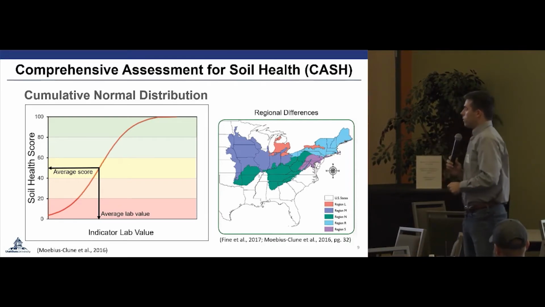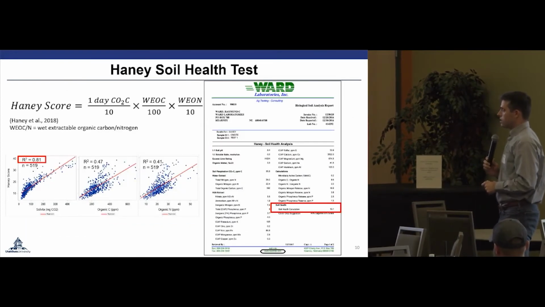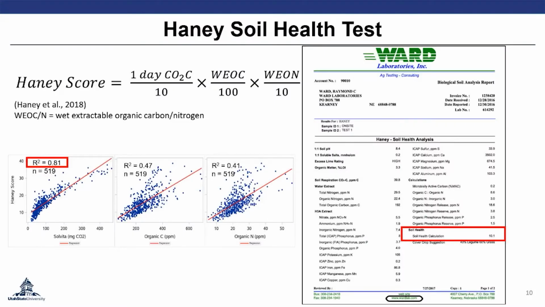All right, now for the Haney soil health test, that score is a multiplicative index. They take the 24-hour CO2 burst or Solvita test multiplied by the value of water extractable organic carbon and water extractable organic nitrogen. These are the values of carbon and nitrogen that are most accessible to the microbes and to the plants in the soil. And so this Haney score index is really showing us what kind of biological and chemical activity is taking place in the soil.